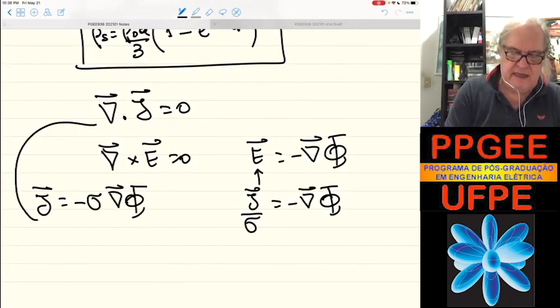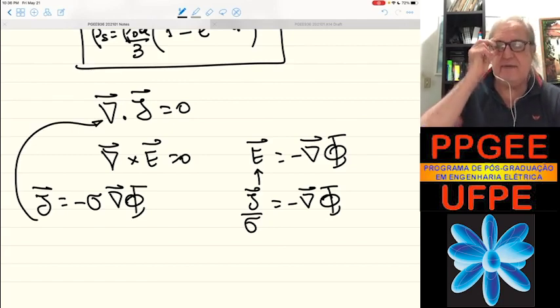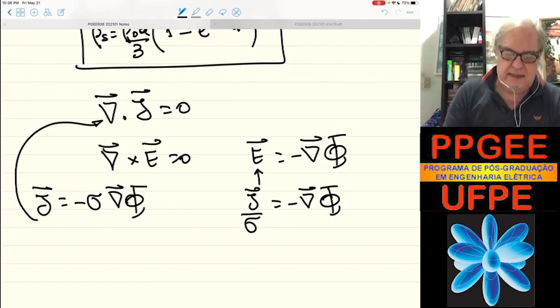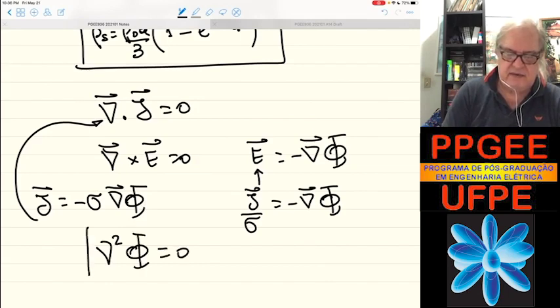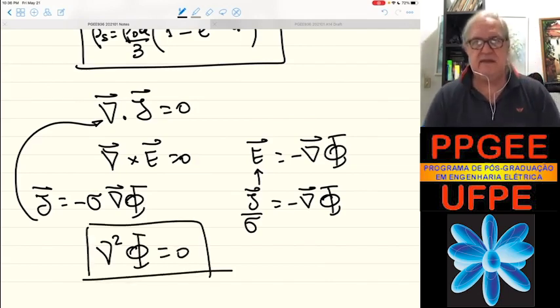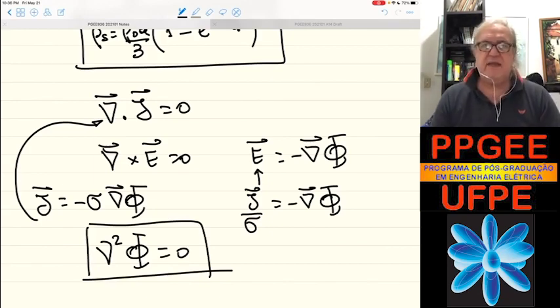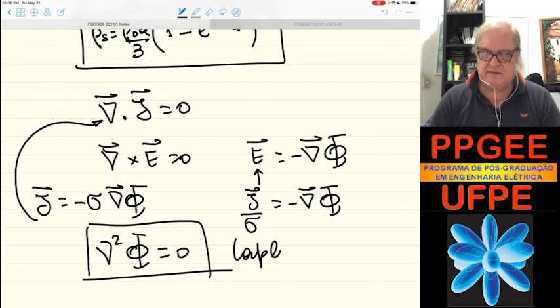If I plug this in here, what happens? Well, divergence of J equals 0, right? It means divergence of this term equals 0, or in other words, Laplacian of phi equals 0. So in conductive media, the potential function satisfies Laplace's equation. Not Poisson's equation, Laplace's equation.